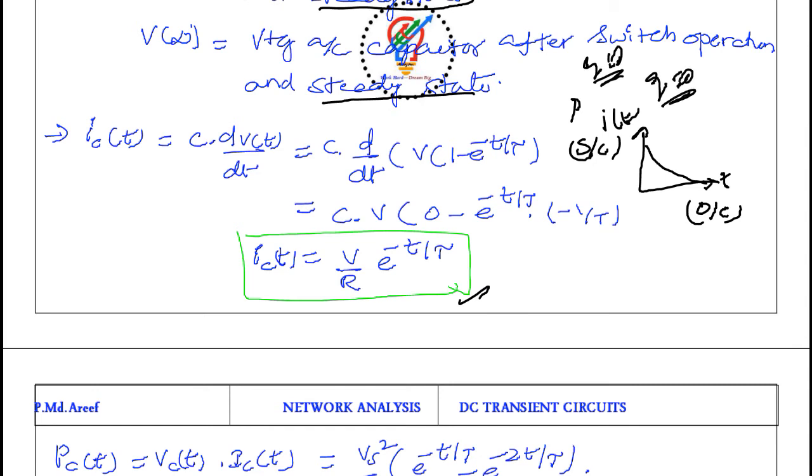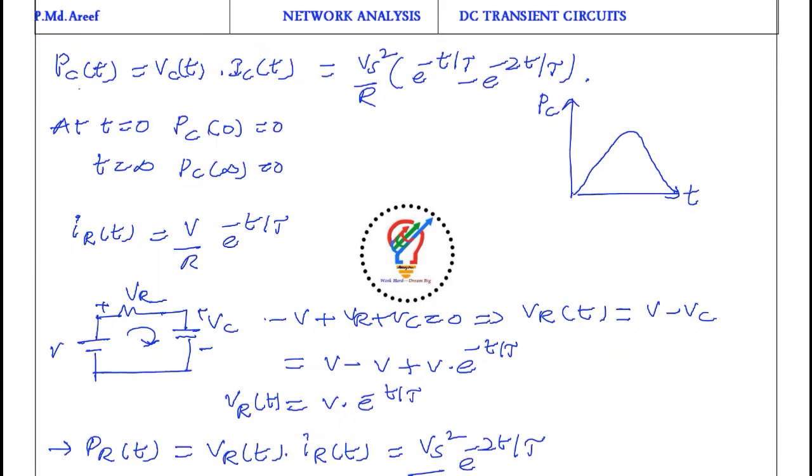Okay, now the power across the capacitor. So Pc of t is nothing but Vc of t into Ic of t. So from this, V square by R into e power minus t by tau minus e power minus 2t by tau. If we draw the power curve with respect to time, it is like this. So this is the power or energy stored by the capacitor. It is maximum at this point. At t is equal to 0, Pc is equal to 0. At t is equal to infinity also, P is equal to 0. You can substitute t values of 0 and infinity and you will get the same answer.